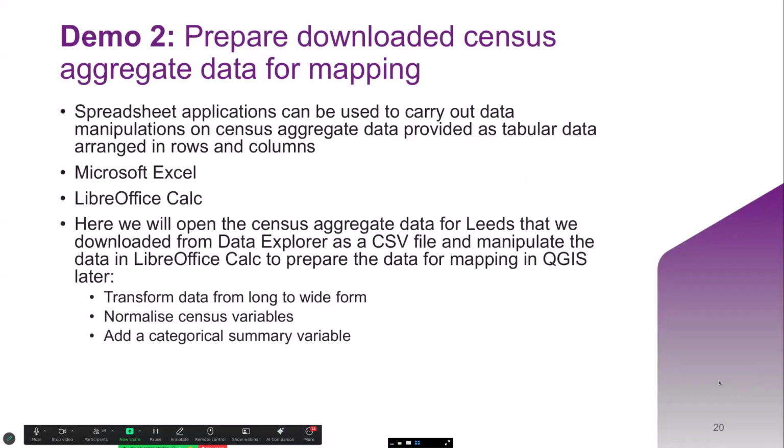And so in the next demo, I'm now going to take that census data from Data Explorer. I'm going to do that transformation from long to wide form in the pivot table. I'm going to normalize the census variables, and then I'm going to add that categorical summary variable.